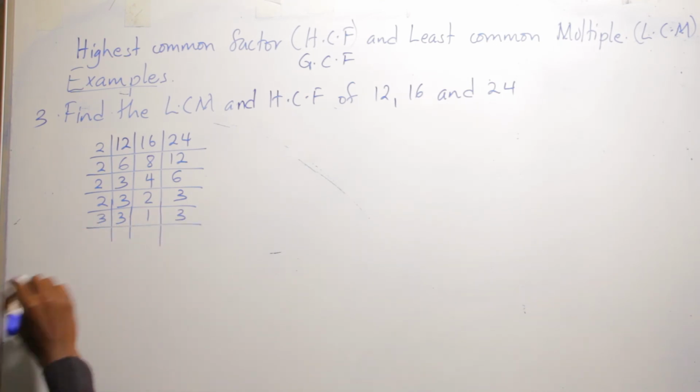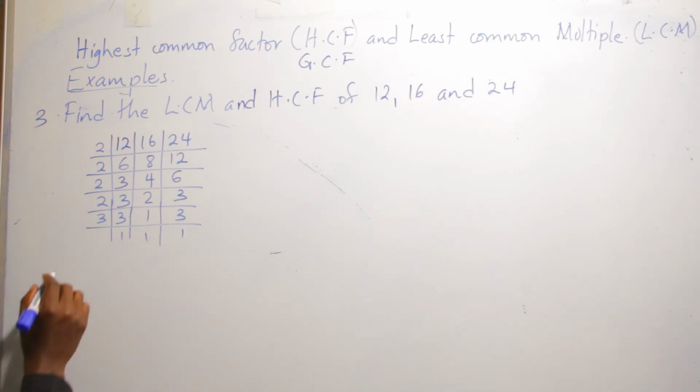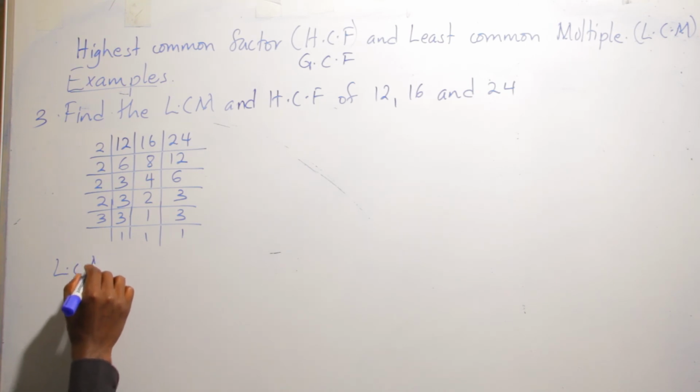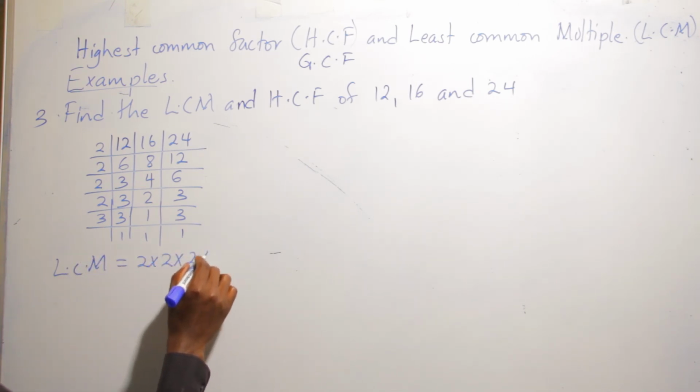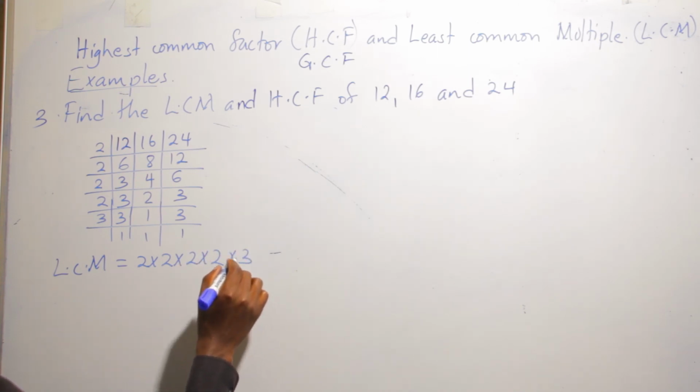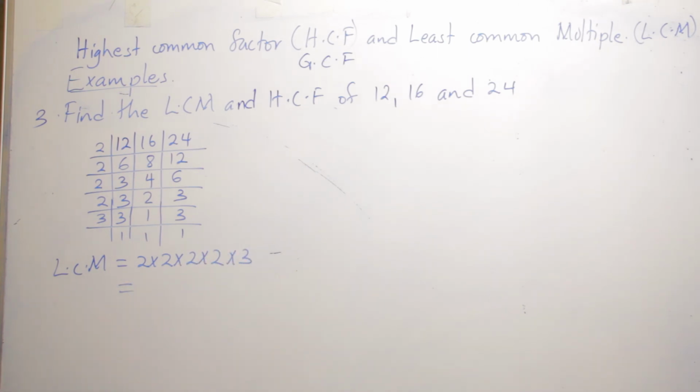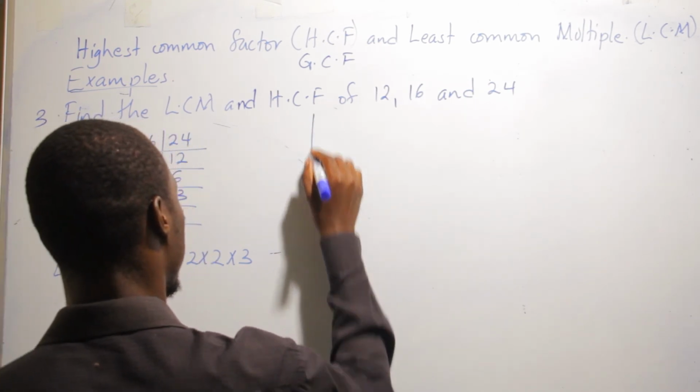Then 3 divides 3 to get 1. Then my LCM is going to be equivalent to 2 times 2 times 2 times 2 times 3. And when you multiply that, you should be able to get 48.